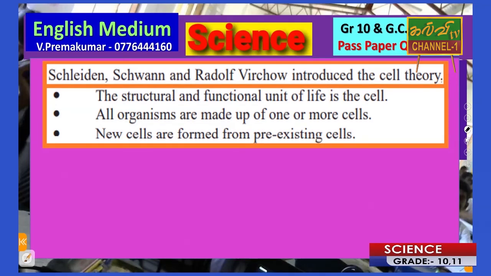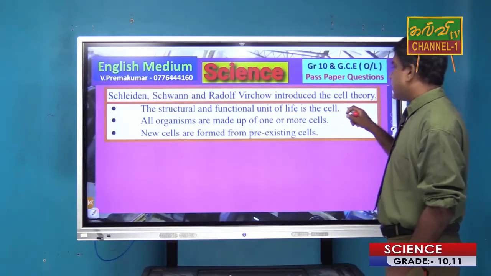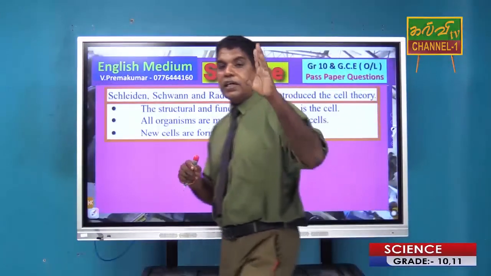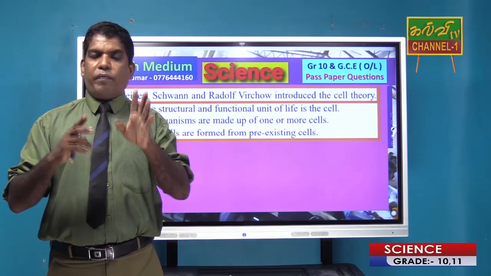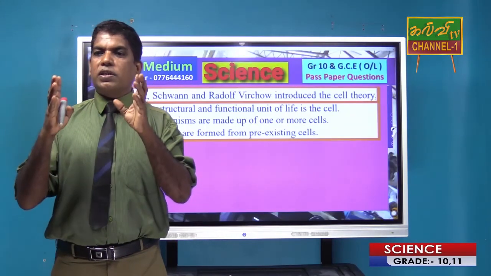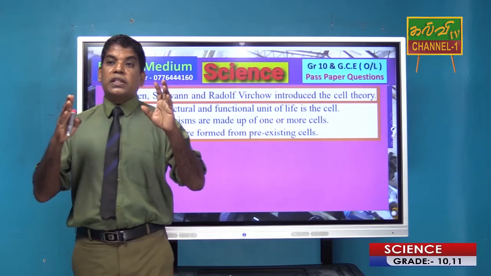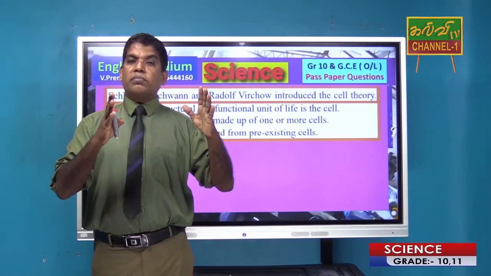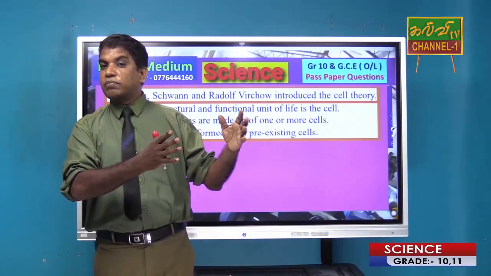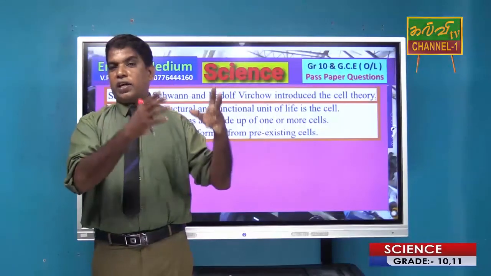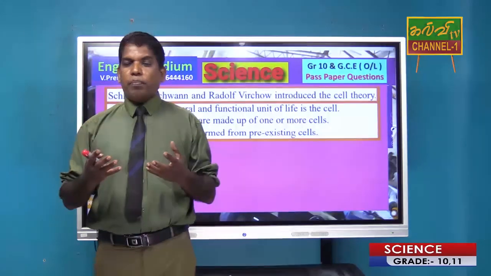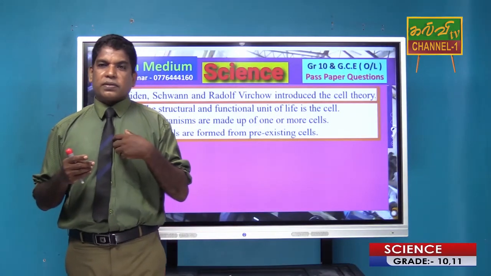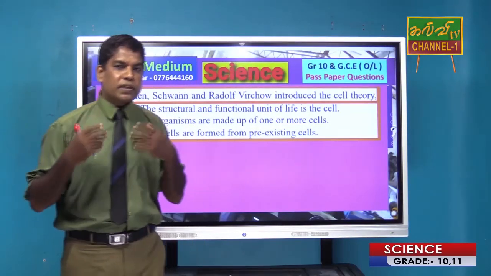Schleiden and Schwann introduced the cell theory. The structural and functional unit of life is the cell. I already said it, students. But when you consider the renal system, we already studied that the structural and functional unit is the nephron. That is different. But in our body, the structural and functional unit is the cell. Right?